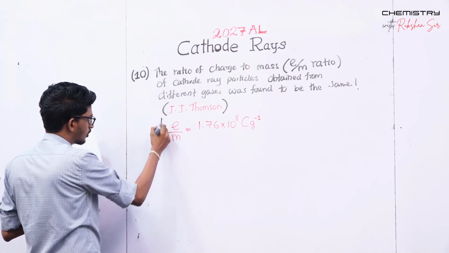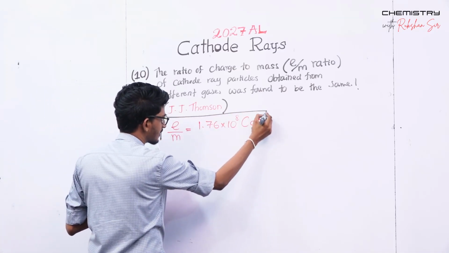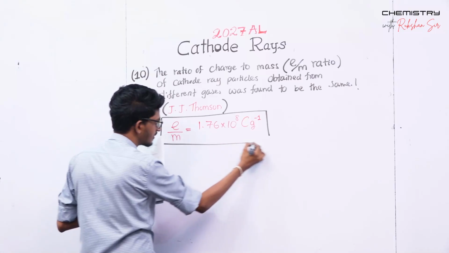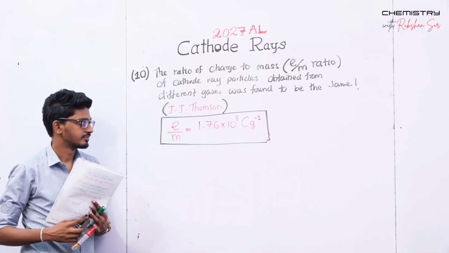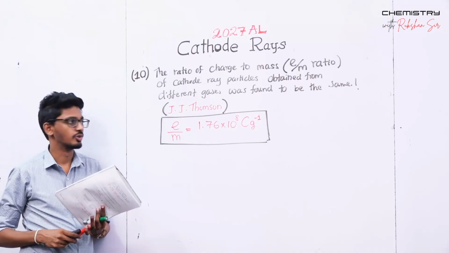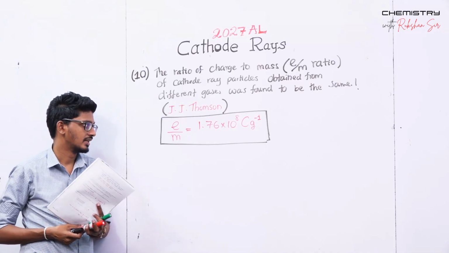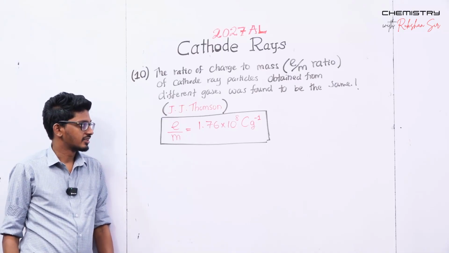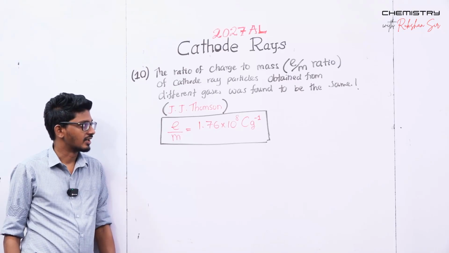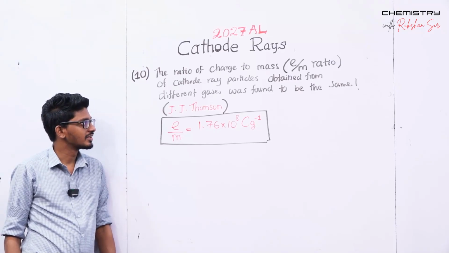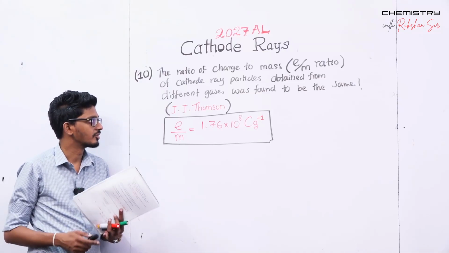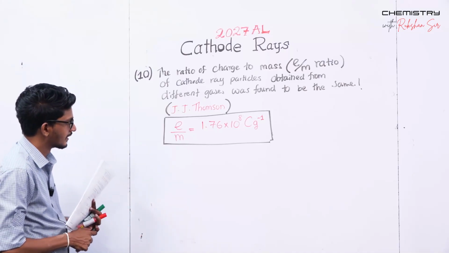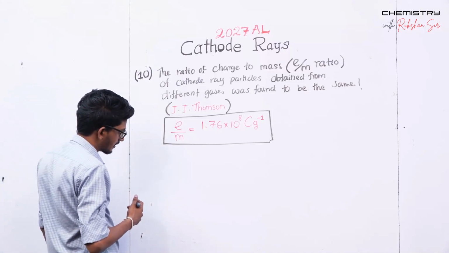Okay, so let's discuss a bit more about this thing. This is a very important property of the cathode rays. This is there in the resource book. So everyone should know about this thing. First of all, let's discuss how Thomson was able to come up with this observation. Let's discuss a bit about this.